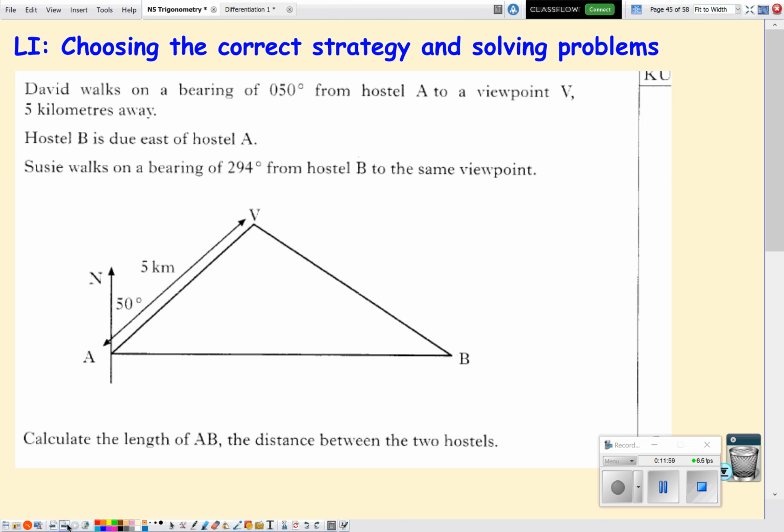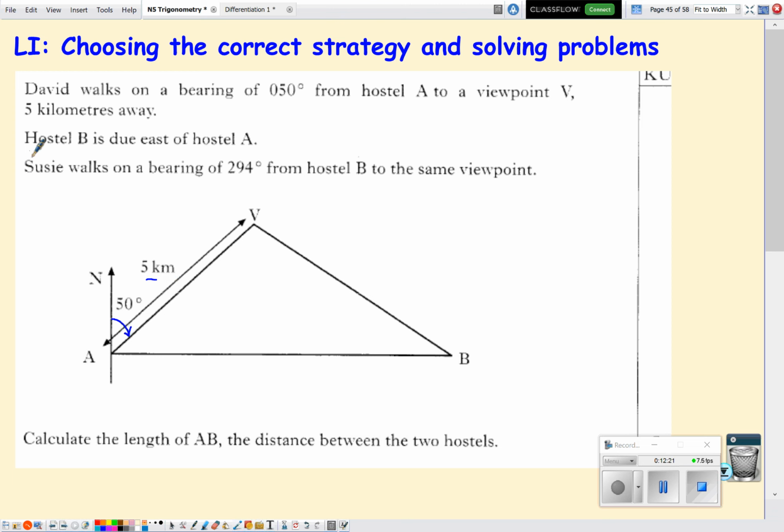David walks on a bearing of 050 degrees. Right, well that's this angle here, isn't it? David walks on a bearing of 050 degrees from hostel A to a viewpoint V 5 kilometers away. Right, cool. So I've identified that. Hostel B is due east of hostel A.